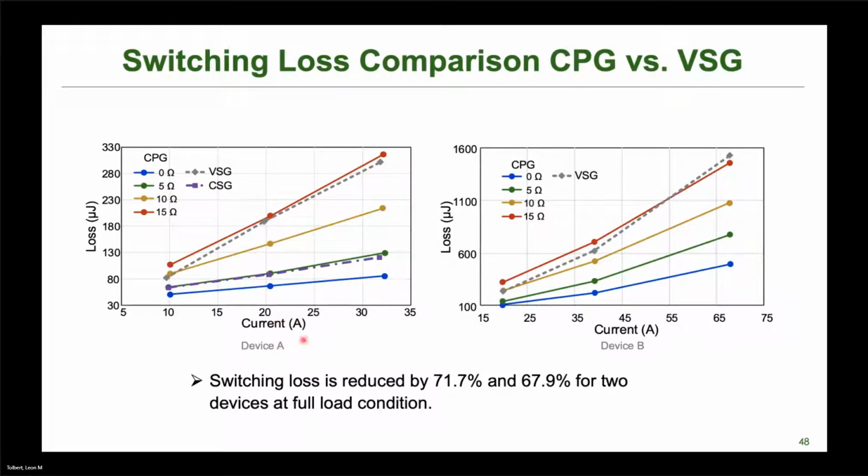This is for device A, and then device B is very similar. We did not use the current source gate drive for this device B, but again, comparing these three versus the voltage source, you can see they're all pretty much better.